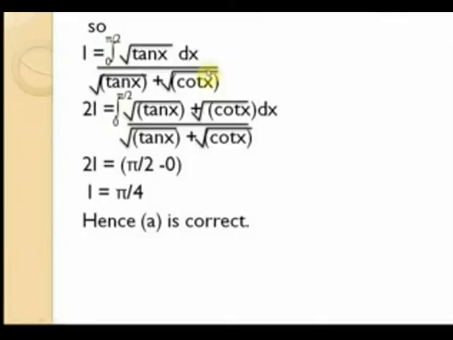Now if we add both these expressions we get 2I equal to under root of tan x plus under root of cot x divided by under root of tan x plus under root of cot x from 0 to pi by 2. Now this is equal to 1. The numerator and the denominator get cancelled. So what we get is the integral of dx from 0 to pi by 2, and hence this is equal to x from 0 to pi by 2, and this is equal to pi by 2 minus 0. Thus 2 times I is equal to pi by 2 minus 0, and from this we get I equal to pi by 4, and hence we can say that option number A is correct.